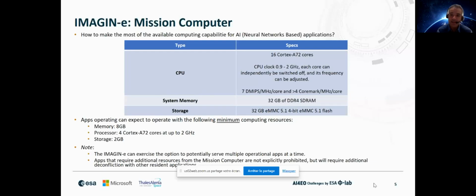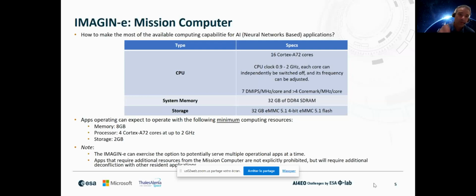We will have 16 A72 cores. It's an ARM CPU, which is used in plenty of applications, a very popular architecture. It will be clocked at around 2 gigahertz, between 1 and 2 gigahertz, with some possible adjustment if needed. Total memory will be about 32 gigabytes of RAM, and the storage will be of a similar size. These are amazing numbers for something on board, but still we'll have to be careful about how we use those resources. They will be precious, knowing that we will onboard several applications on Imagini.